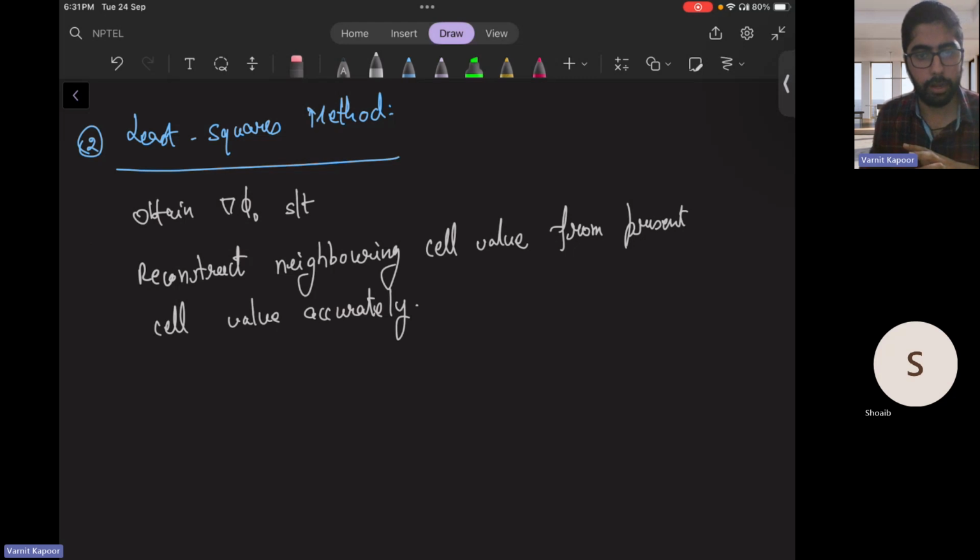So how do we reconstruct this? It gives you the value of the gradient. We want to calculate what is phi at cell 1 from phi naught using certain gradient values, gradient of phi naught. Now we want to calculate this phi 1 as accurately as possible. Then what would be my gradient of phi naught? That is the idea. Essentially, we obtain the gradient of phi naught such that we reconstruct the neighboring cell value from the present cell value.